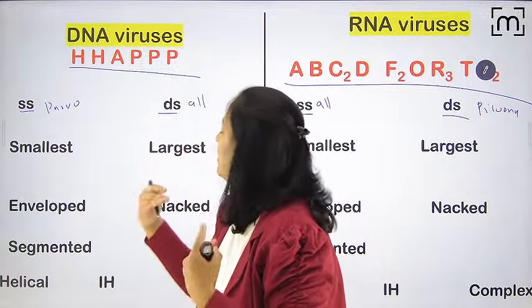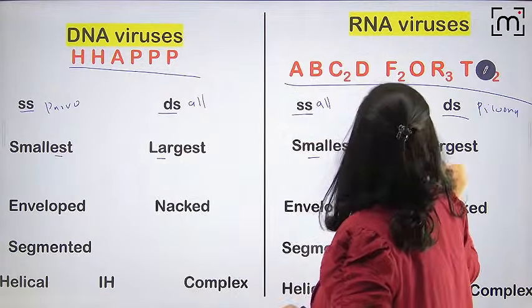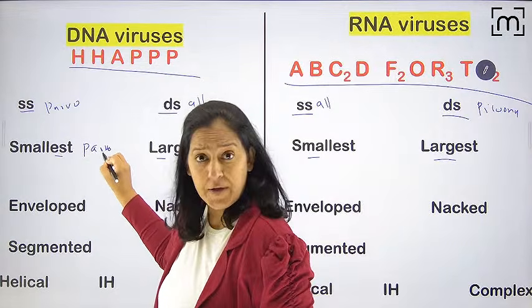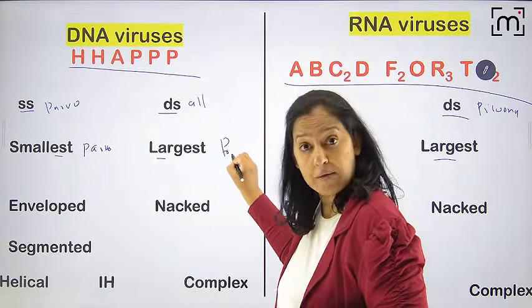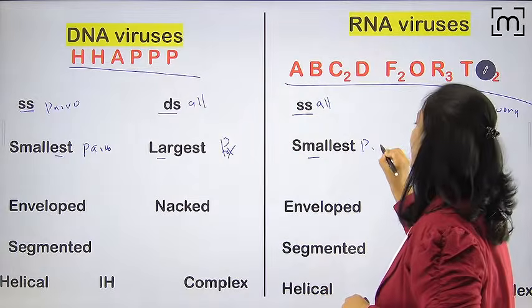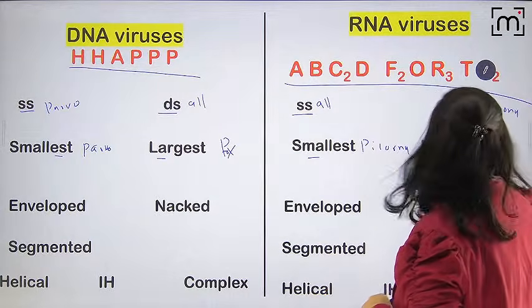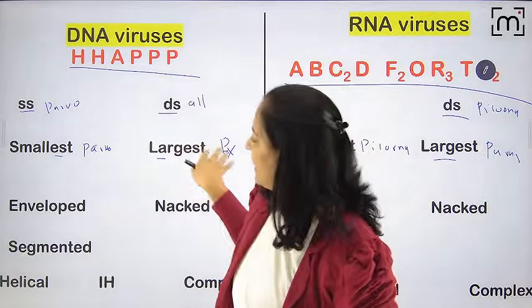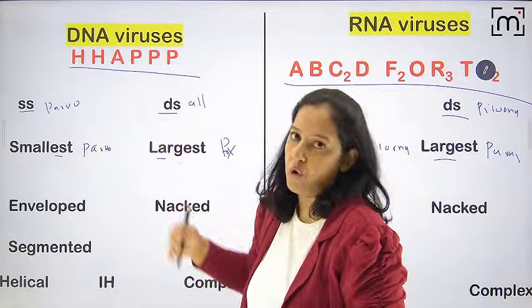Got it? Chal. Who's the smallest, largest, smallest, largest? Here, the smallest is the parvo, the little one born today. Here, Mr. Pox, senior citizen. Here it is picorna, pico RNA. And here it is Mr. Paramyxo. And if you compare them, the DNA ones are the smallest and largest overall also.